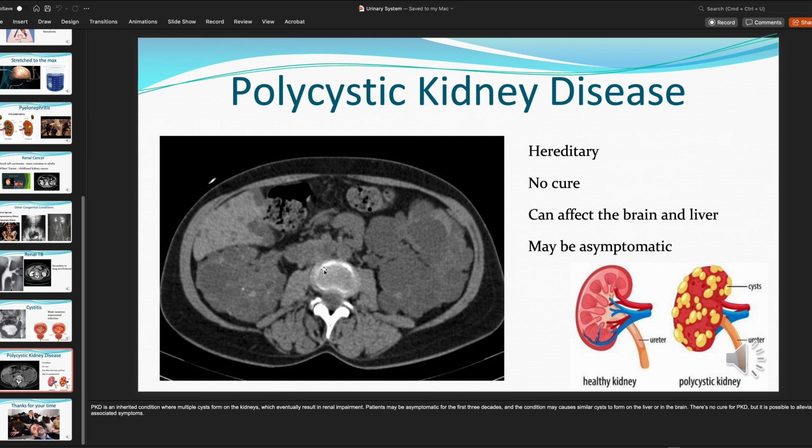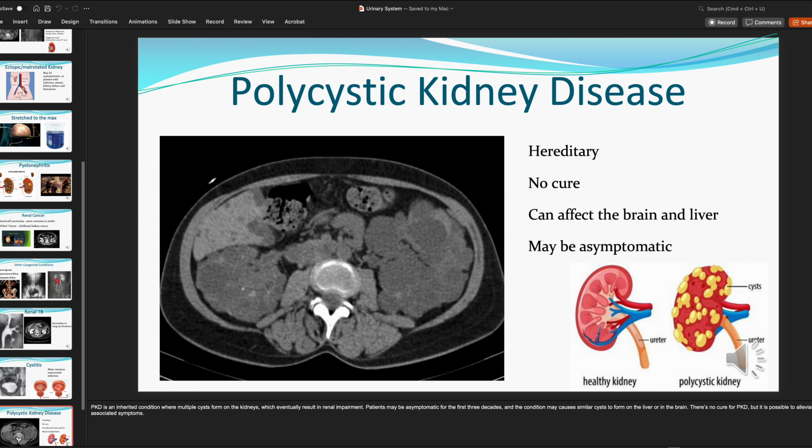And the last one we look at pertaining to the urinary system on this set of slides is polycystic kidney disease, or PKD. There's no cure for this, and it's an inherited condition that eventually results in renal impairment. This is what a normal kidney looks like here, and this is what it looks like with a PKD kidney. And over here you can see all kinds of things wrong.